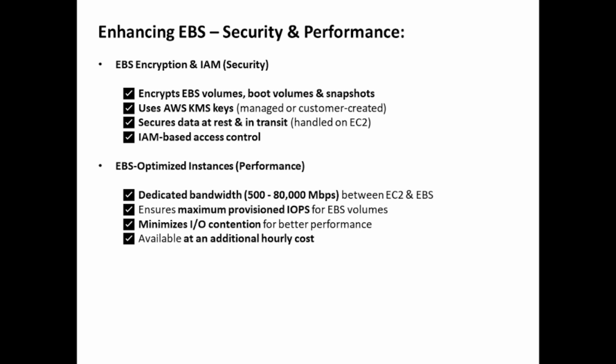On the performance aspect, AWS has EBS optimized instances. They have dedicated bandwidth between EC2 and EBS. They ensure maximum provisioned IOPS for EBS volumes. They also help to minimize IO contention for better performance. A point to be noted is EBS optimized instances are available at an additional hourly cost.